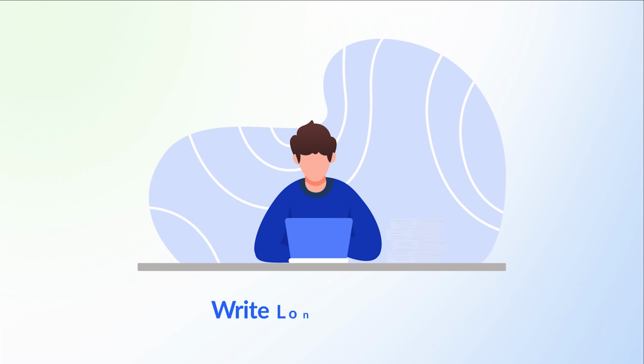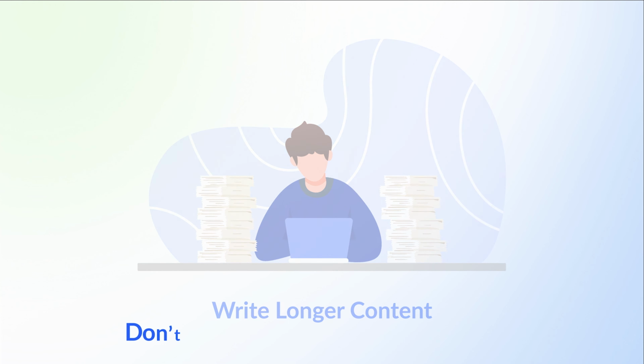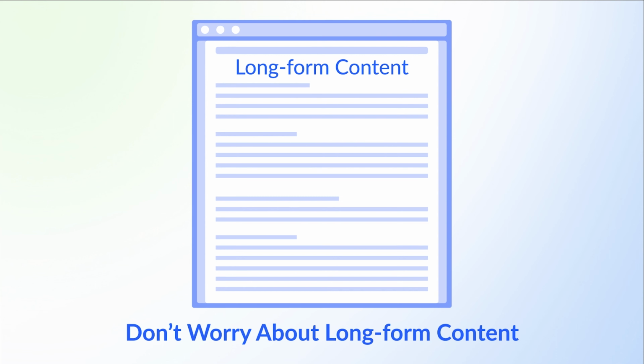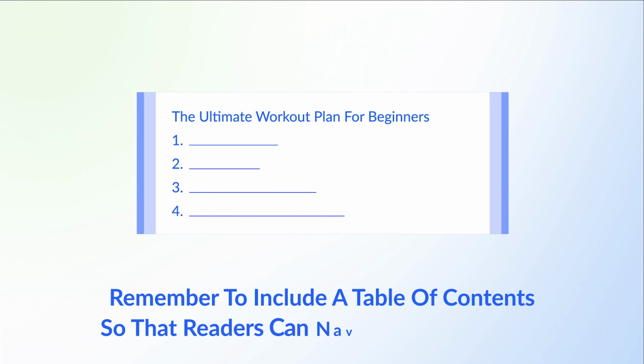An easy way to safely add more keywords to your article is to write longer content. More words means you would naturally repeat more keywords. Aim for at least 1,000 words or more. And don't worry about long-form content. If your content is valuable, people will spend the time reading it. Just remember to include a table of contents at the top of your article so that readers can navigate your content.